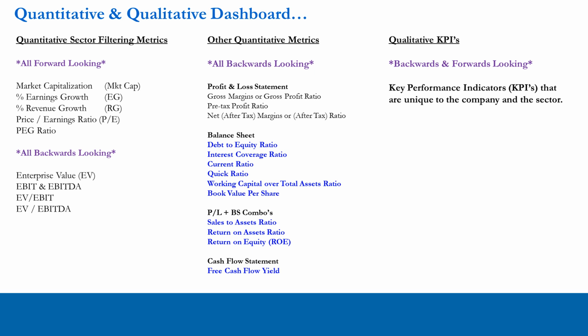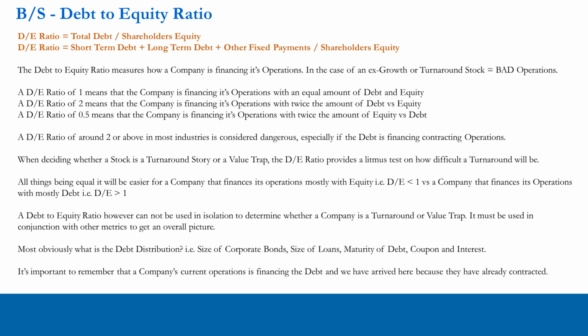So first, let's have a look at our first metric, debt to equity ratio. Debt to equity ratio is data taken from the balance sheet. We're looking at total debt over shareholders' equity, or it can be calculated as short-term debt plus long-term debt plus other fixed payments over shareholders' equity. So the debt to equity ratio measures how a company is actually financing its operations. So in the case of an ex-growth stock or potential turnaround stock, these would constitute bad operations.